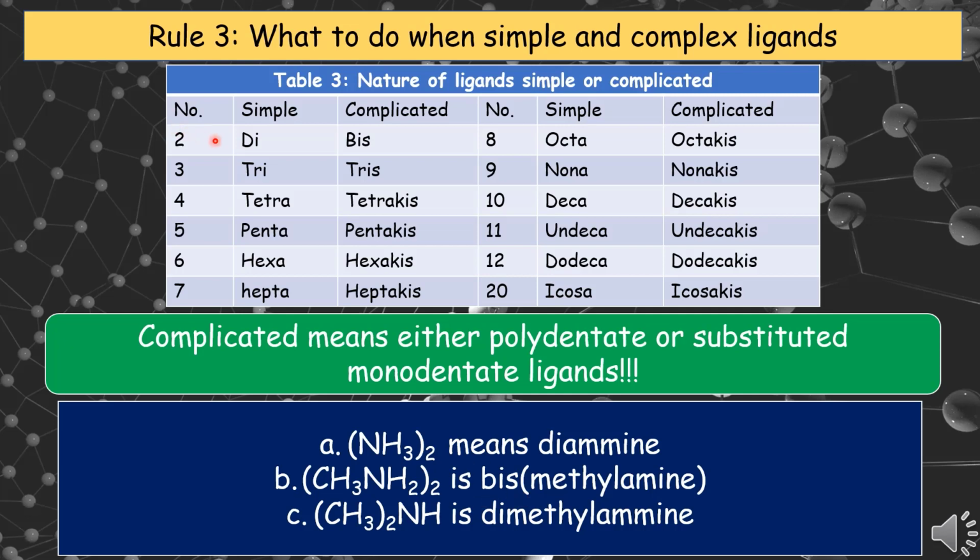For number 2, when the ligands are 2 in number, then for the simple case it is di. For the complicated one, it is bis. So in case of 2 ammine groups present, it is diammine. In case of 2 methylamine groups present, it is bis(methylamine), which represents the presence of 2 complicated ligands. So in this way, we are going to name them.